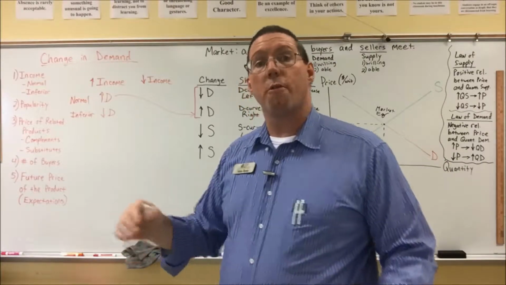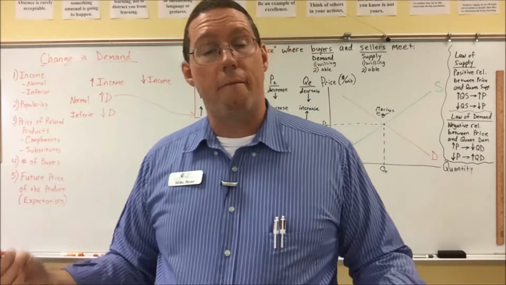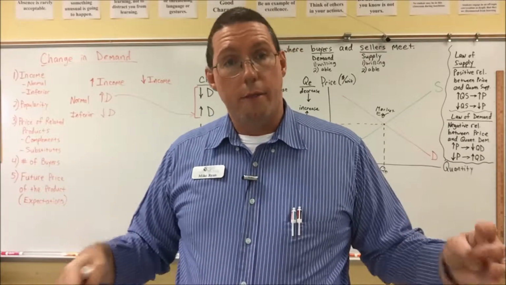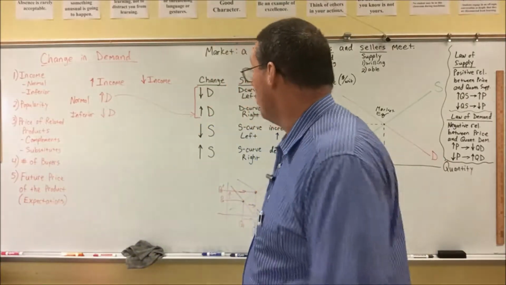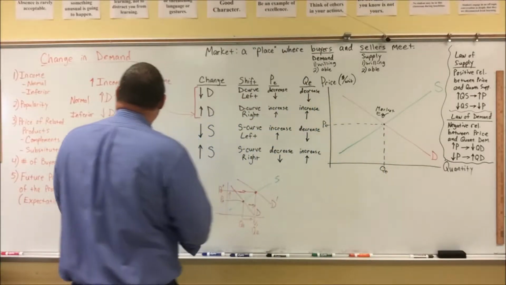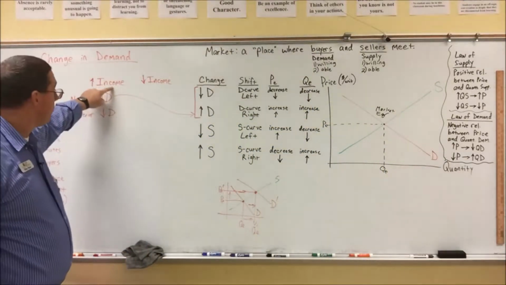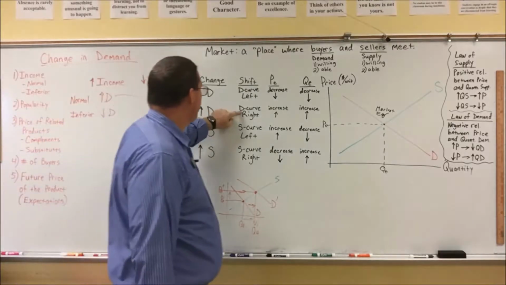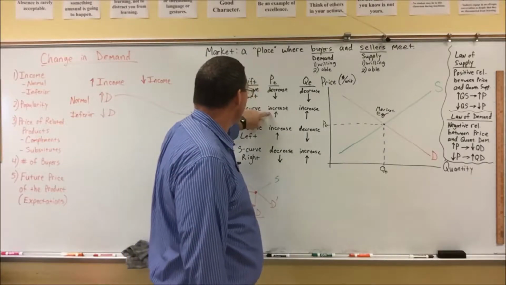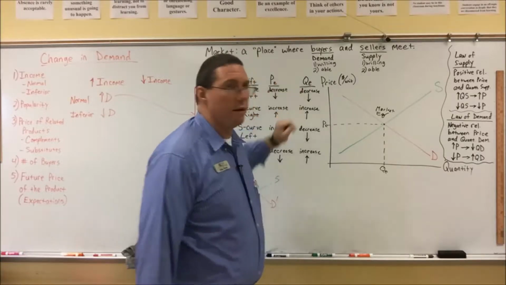People are going to buy more, the price will go up a little bit, but because people have more money, they're going to say, well, that's okay because I really like this stuff and I can afford to buy it now. Okay? So the chain reaction goes like this. Increase in income, increase in demand for a normal good, right shift of the demand curve, increase in price of the normal good, increase in quantity of the normal good.